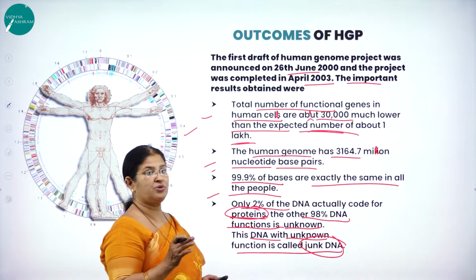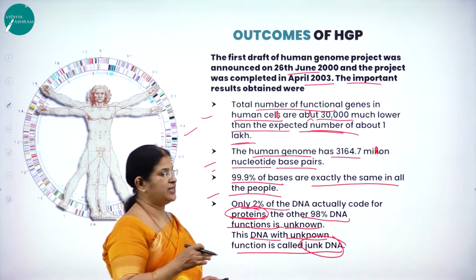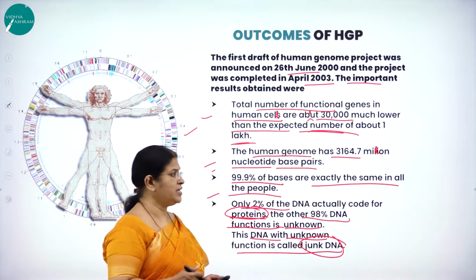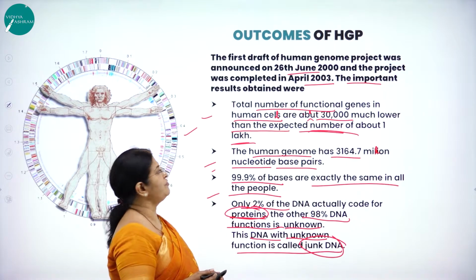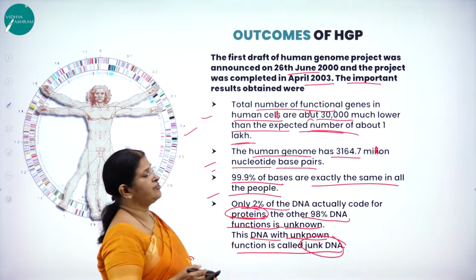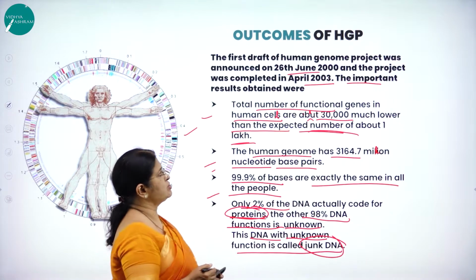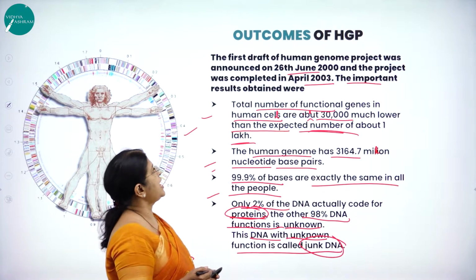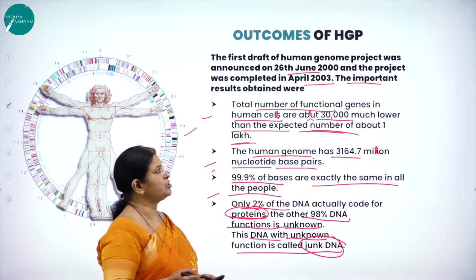We can also use the word VNTR. I'm going to explain that in the coming session. So what are the outcomes of HGP? Here you can see the first draft of the Human Genome Project was announced on 26th June 2000 and the project was completed in April 2003.